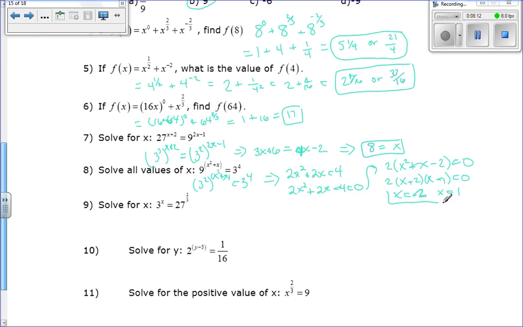Since it said all values, that was kind of a little hint. They probably have more than one answer for x.